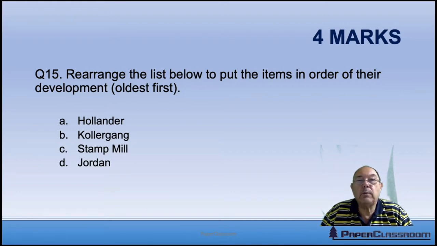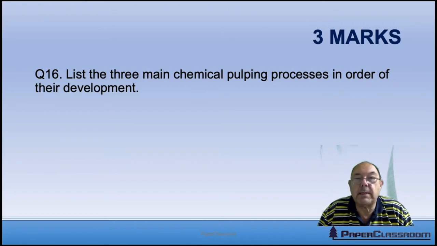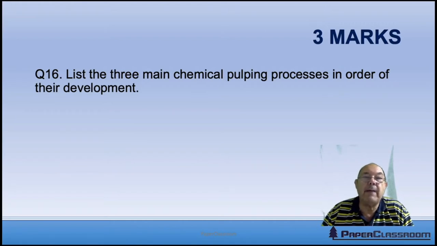Okay, and now ready for question number 16. List the 3 main chemical pulping processes in order of their development. So the order is as important as the process itself.